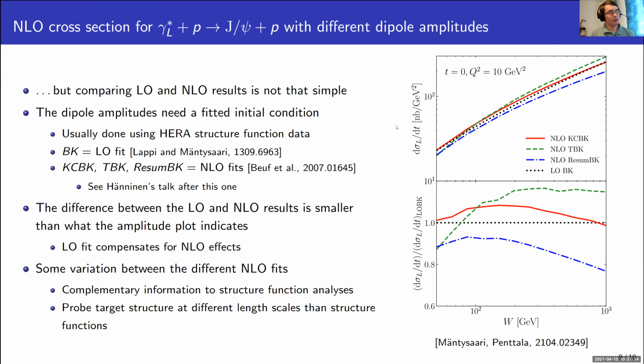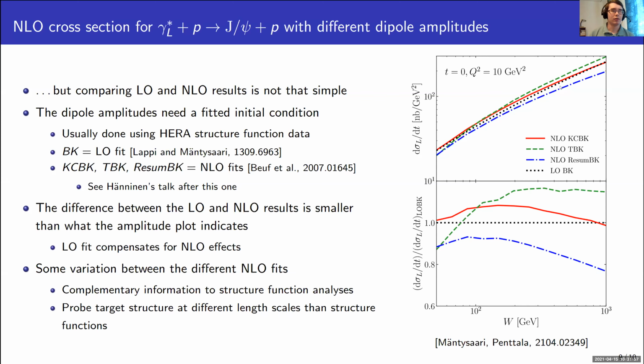However, it's not actually this simple to compare the leading order and next to leading order results, because we also need the dipole amplitude that has an initial condition that is fitted to data. Here we have plotted the differential cross-section at t equals zero using different dipole amplitude fits. The BK one uses leading order equations for structure functions to do the fit, and these other ones use next to leading order equations for the structure functions in the fit. You can hear more about this in Henry's talk after this one.